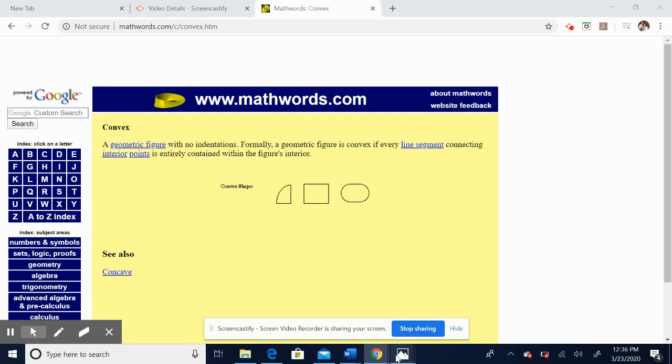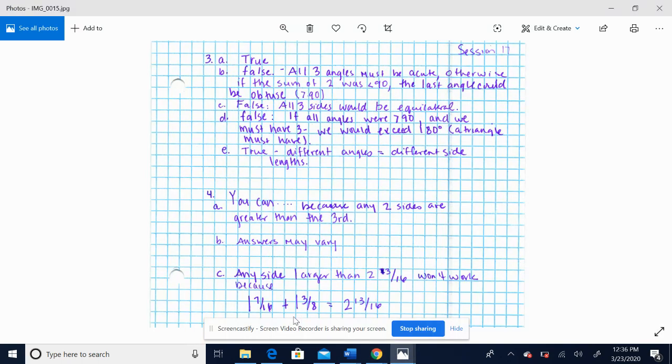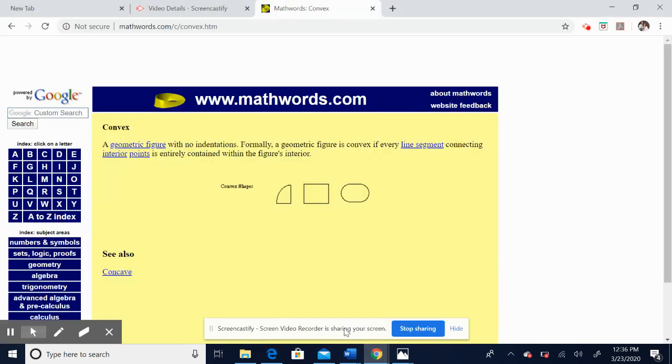Hi guys, we are going to look at session 17, which is what we worked through last time. If you look at 3A, that question asked us, all triangles are convex. Is that true or false? That is true. If you want to review the definition for convex, it is here at mathwords.com.